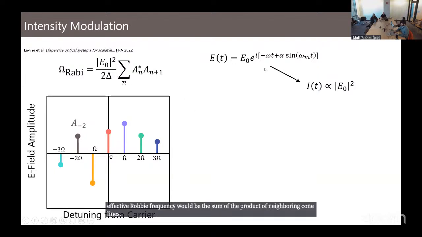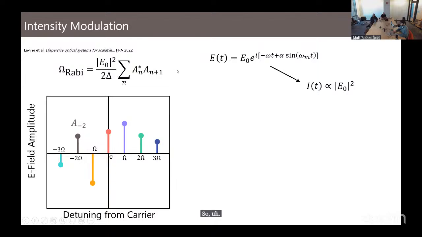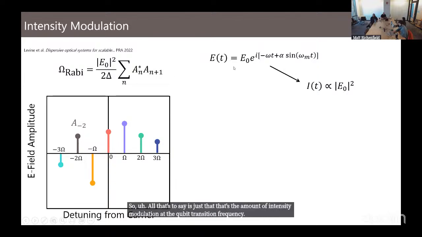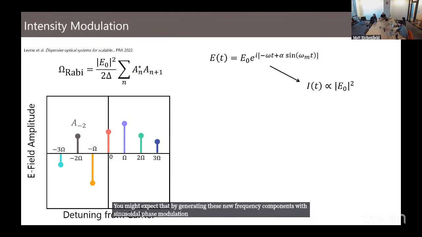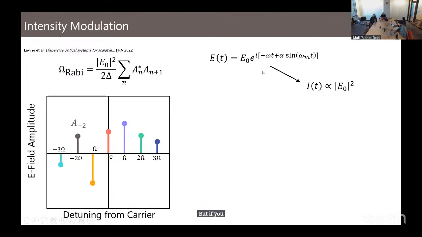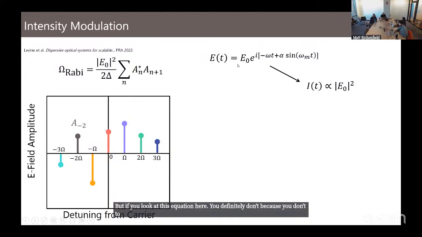So all that's to say is just that that's the amount of intensity modulation at the qubit transition frequency. You might expect that by generating these new frequency components with sinusoidal phase modulation, we actually do create intensity modulation. But if you look at this equation here, you definitely don't, because to calculate the intensity, we just multiply the electric field by its own complex conjugate. And since the only thing about the electric field that's been modified is its phase, that's just going to be constant.